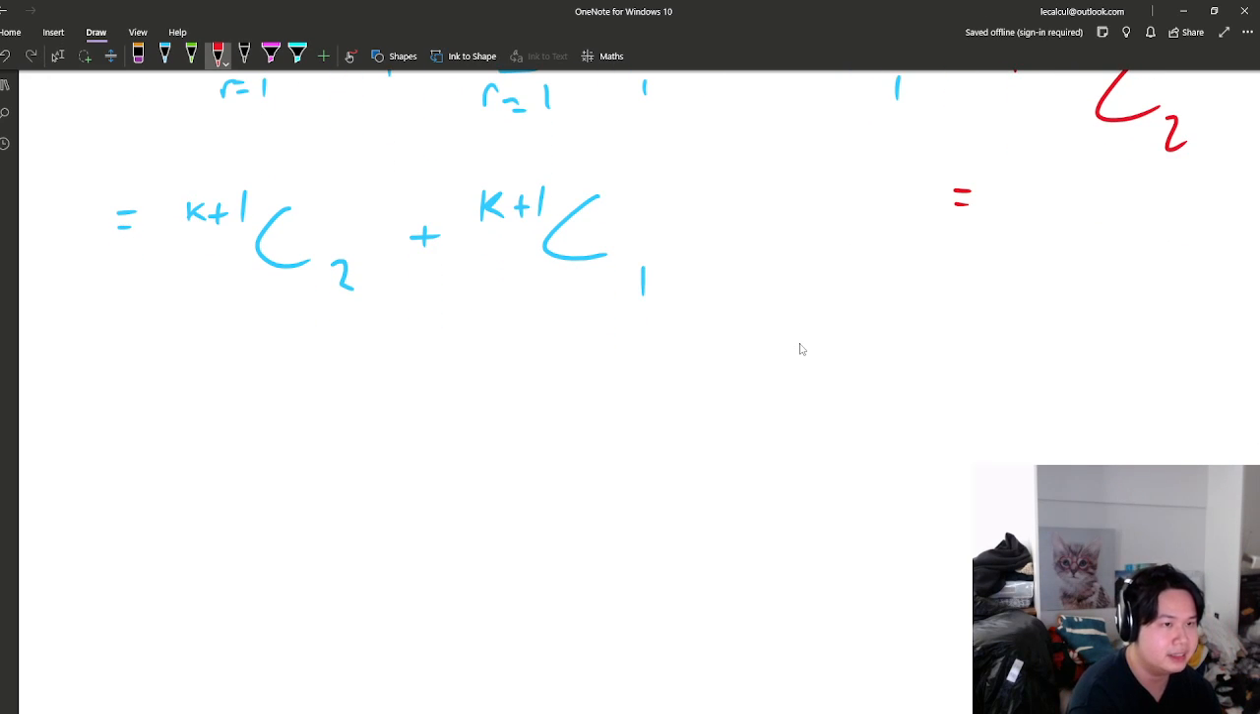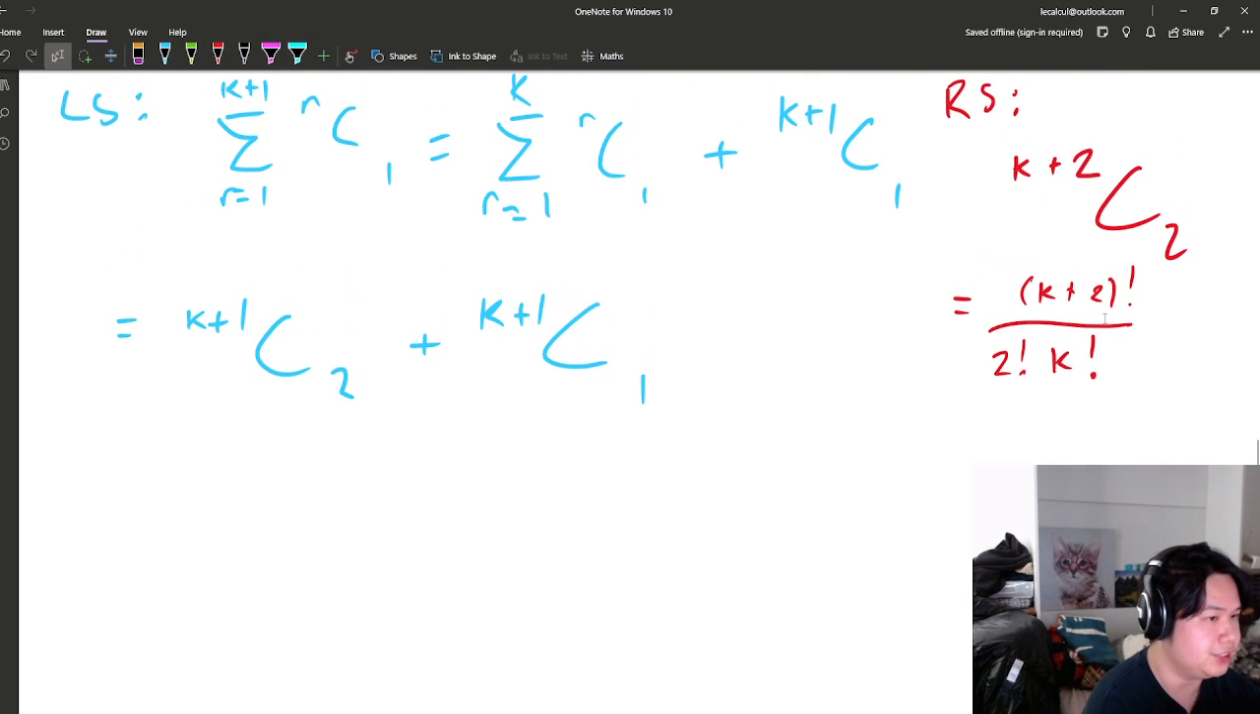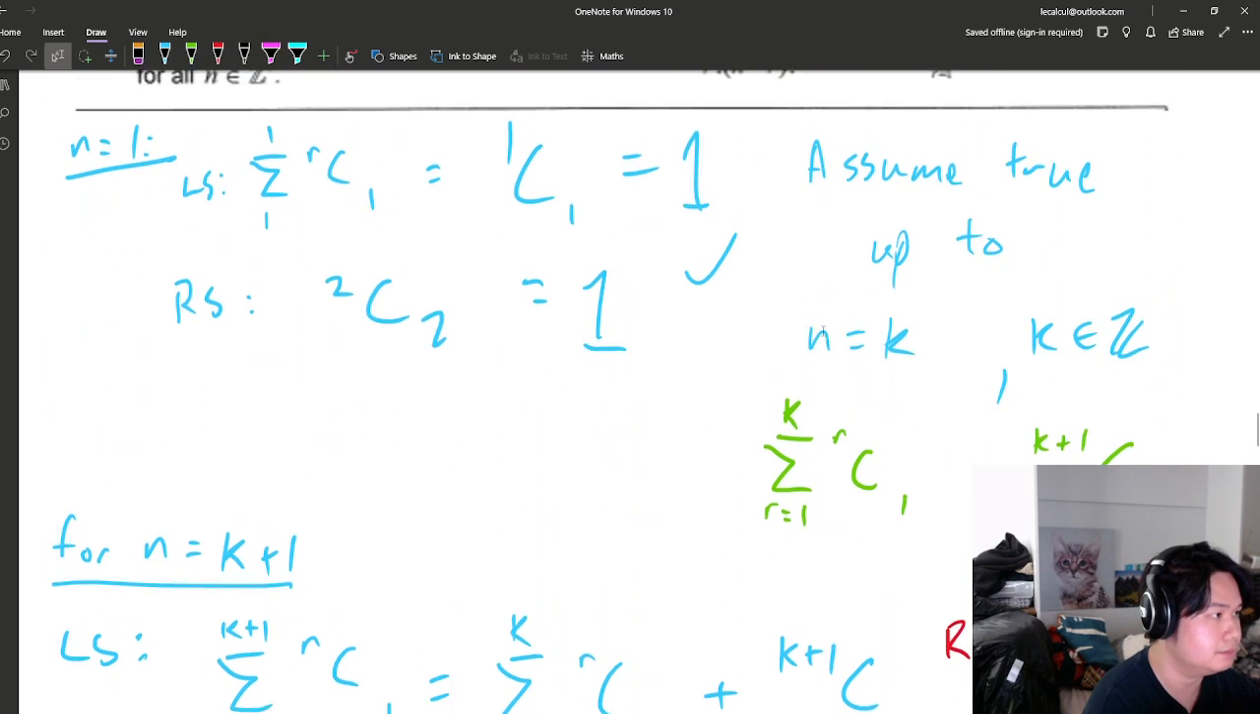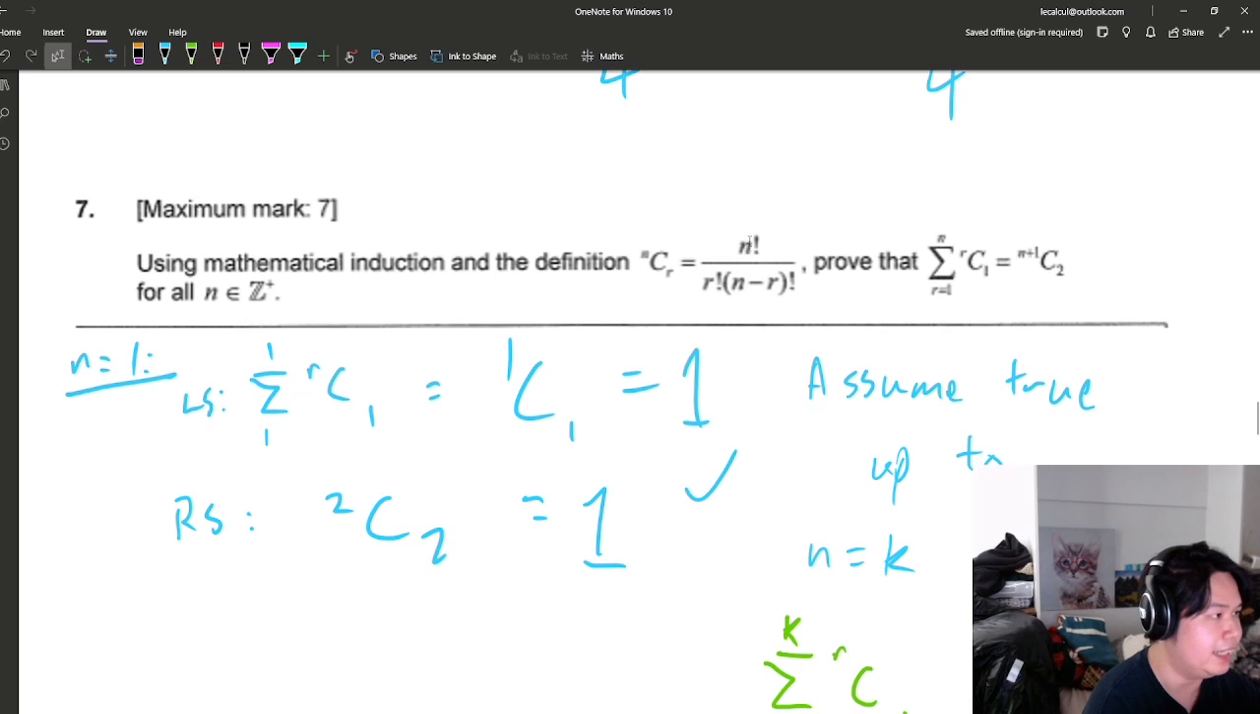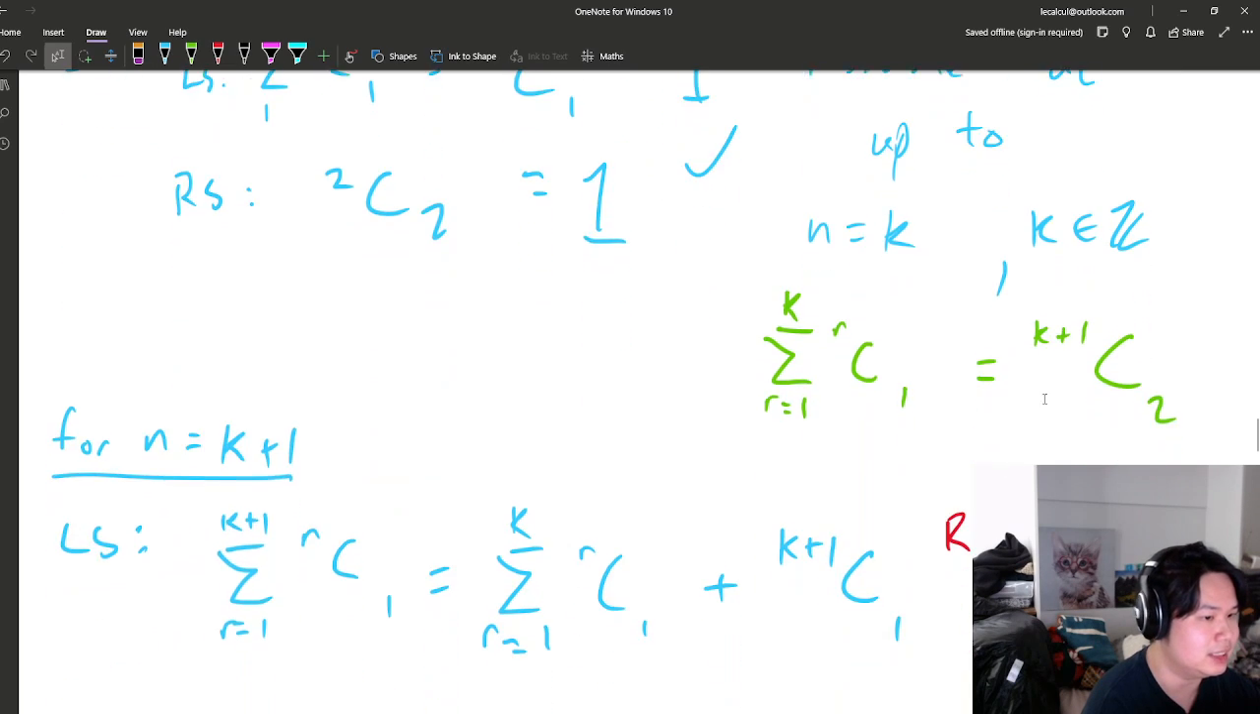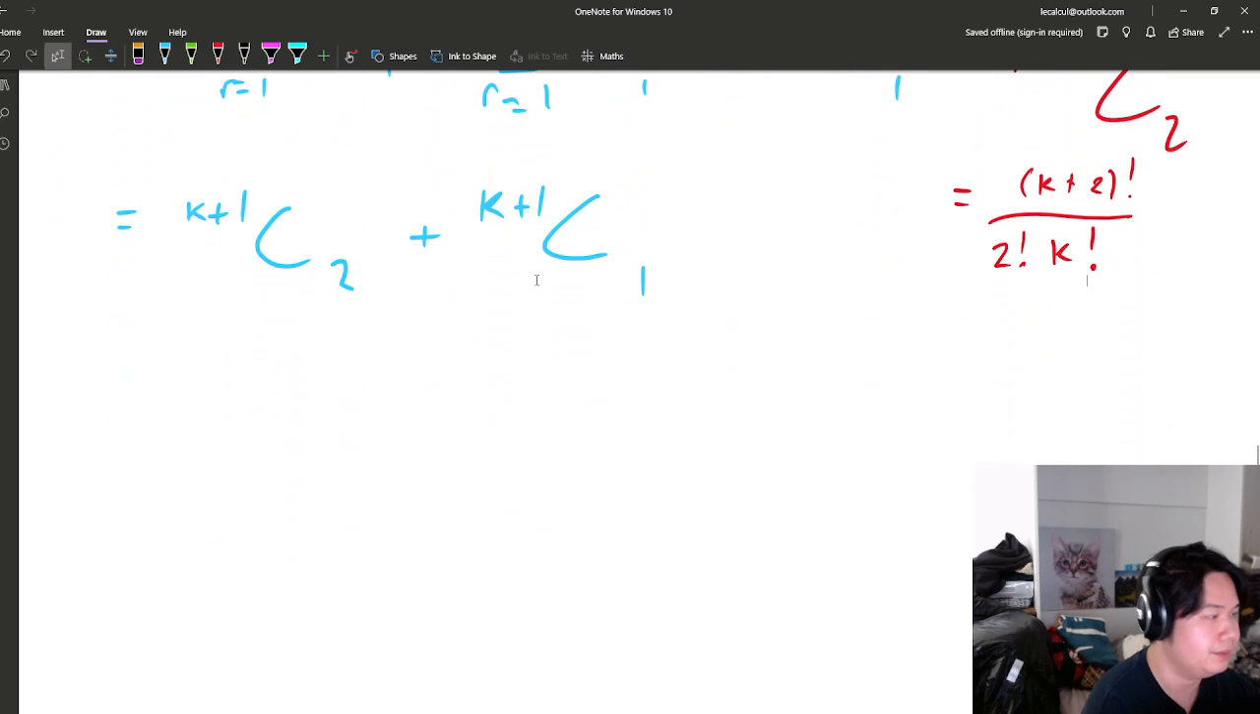So for the right side, if you put it into the formula, this is what you should get. Right? n is k plus 2, r is 2, so k plus 2 minus 2 is just k. And then we're going to do the same thing over here.